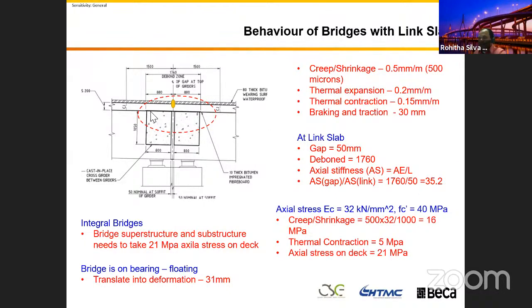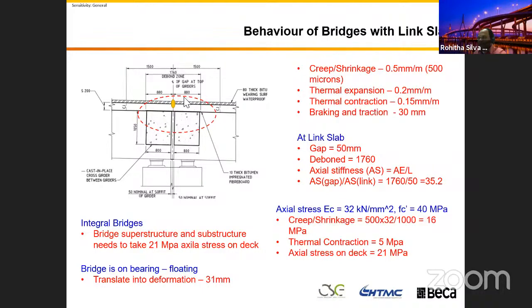You will see in here, we create a link slab by debonding the girder and the deck, by providing 10 millimeter thick bitumen impregnated fiber board, right? We debond that one together. With that debonding, the standard length is 1.76. We can have 2 meter. You will see in the next slide.